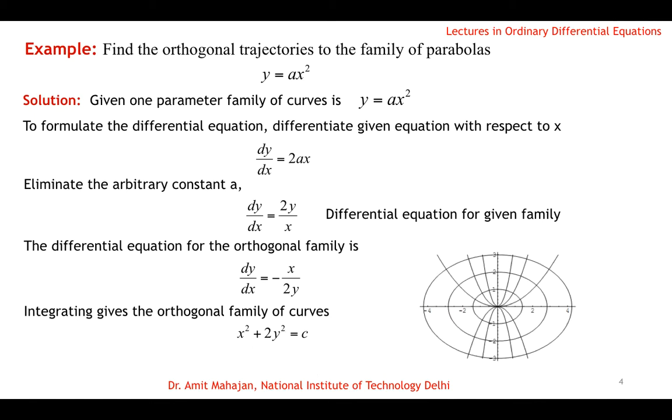So if you draw these upward parabolas and downward parabolas, y is equal to ax square, and if I draw these ellipses x square plus 2y square equal to c, then you will find that they cut the parabolas exactly at 90 degrees everywhere. So these two sets of equations are orthogonal to each other.